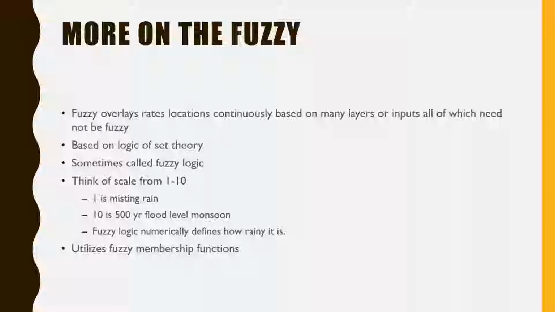And so the easiest way to understand it is to think of a scale from 1 to 10. And 1 is misting rain, and 10 is like a 500-year flood level monsoon downpour rainstorm. Fuzzy logic is just a mathematical way of numerically defining how rainy it is. And you use these fuzzy membership functions as opposed to asking a 1 or 0, yes or no Boolean question of is it raining or is it not raining. We want to know how much it's raining, and so we can use a scale like this to do that.